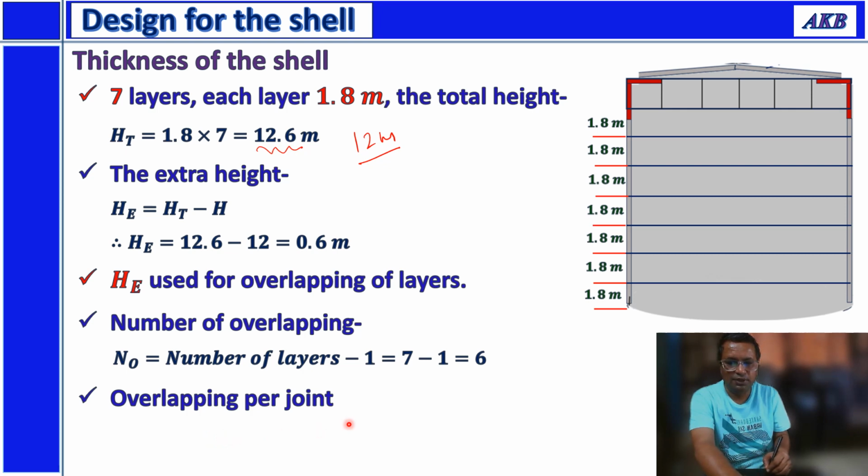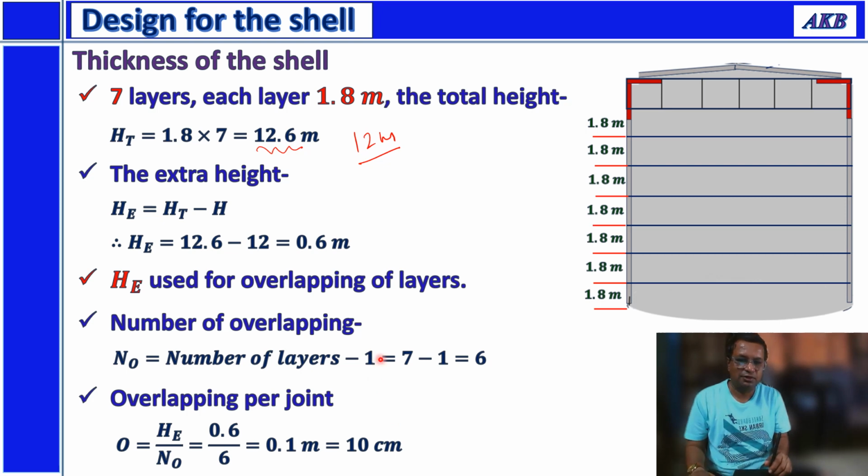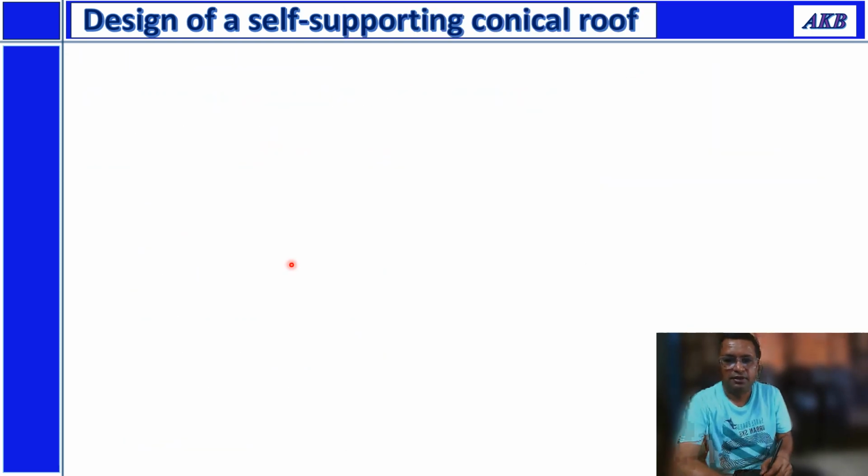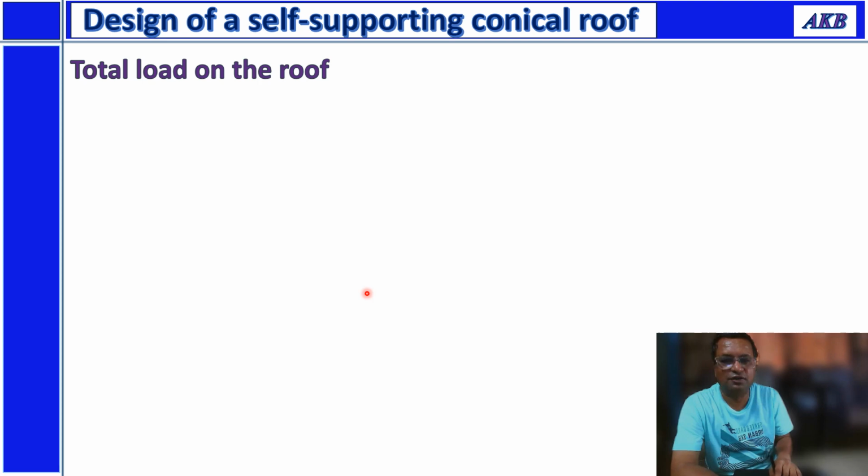So how do we get the overlapping per joint? Overlapping per joint will be the total extra height divided by the number of overlaps. Total extra height is 0.6 meter, number of overlappings is 6, so it will be 0.6 by 6, which comes out to be 0.1 meter, which is nothing but 10 centimeter. So between each layer, one layer will be overlapped with the other. The first layer will be overlapped with the second layer, and the overlapping distance will be 10 centimeter. So you also have to do this calculation. That ends our discussion for design of shell.